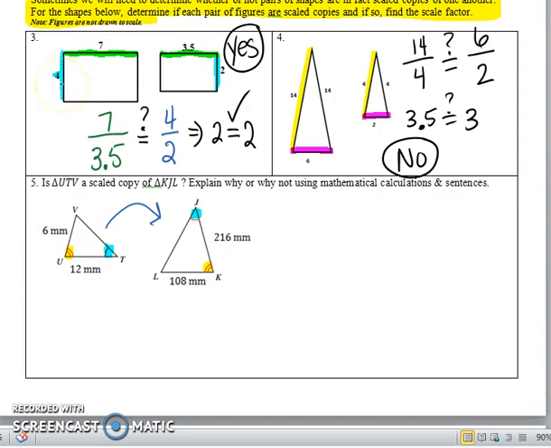So right now go ahead and press pause on your video and discuss with your groups. Is this triangle on the left a scaled copy of the triangle on the right? Make sure you explain why or why not.